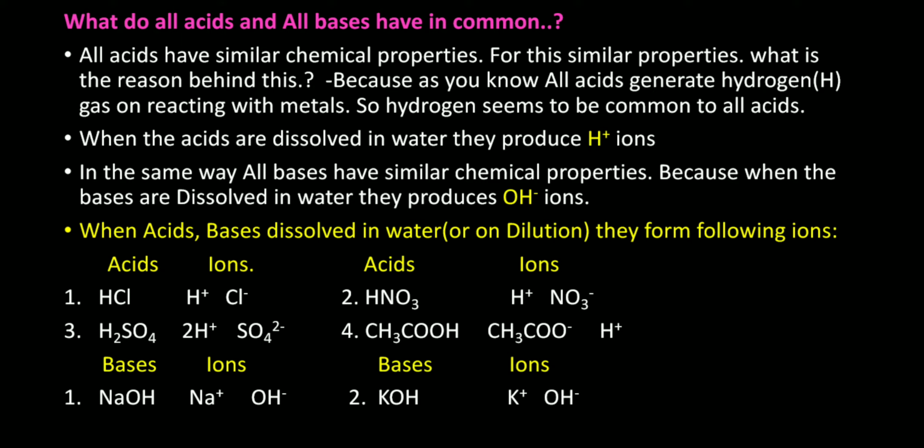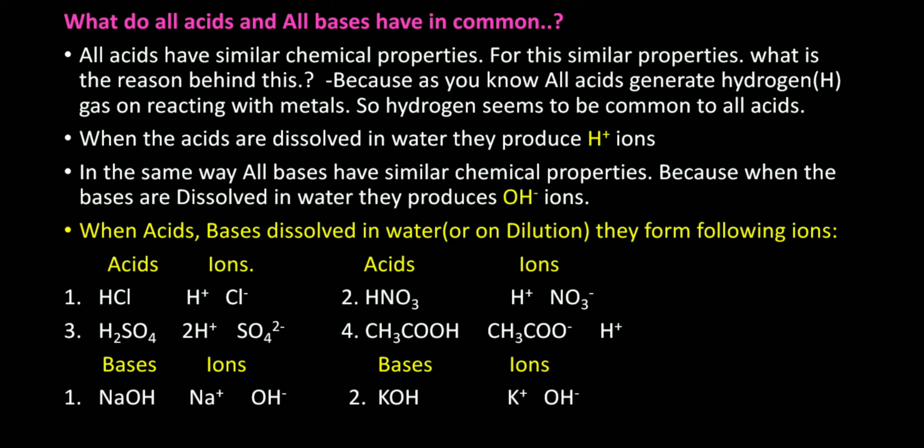What do all acids and bases have in common? One important question will arise in our mind. Hydrochloric acid, sulfuric acid, nitric acid: hydrochloric acid HCl, sulfuric acid H2SO4, nitric acid HNO3. These are three acids. What is common among these three? Hydrogen is the common element in these three acids.